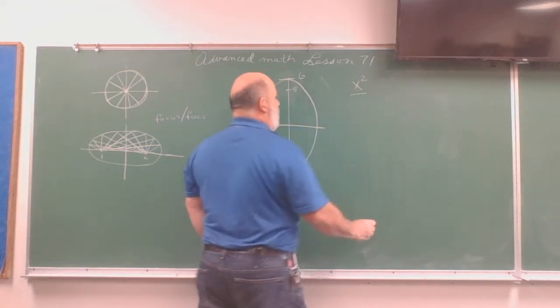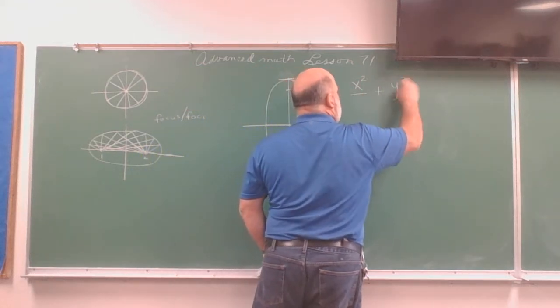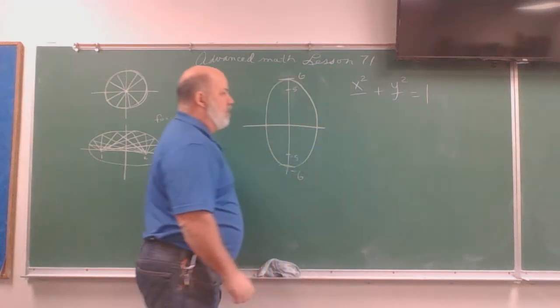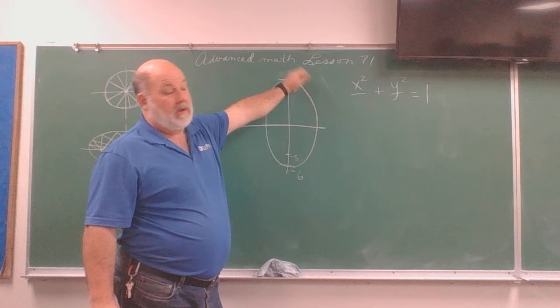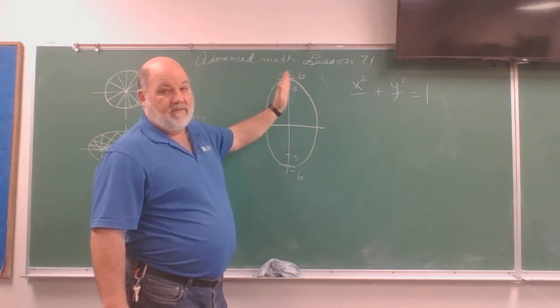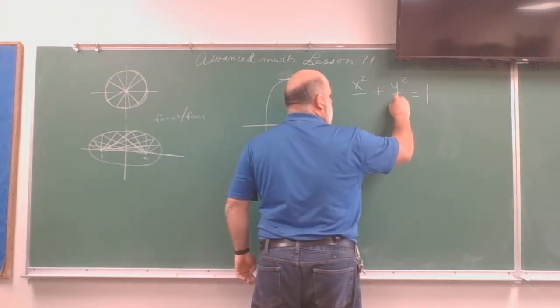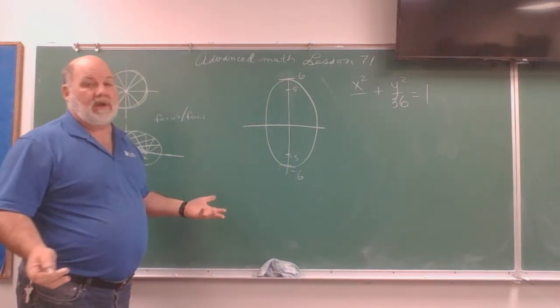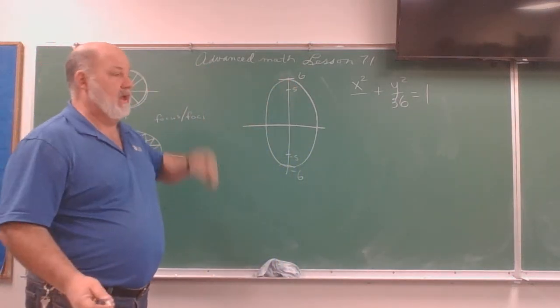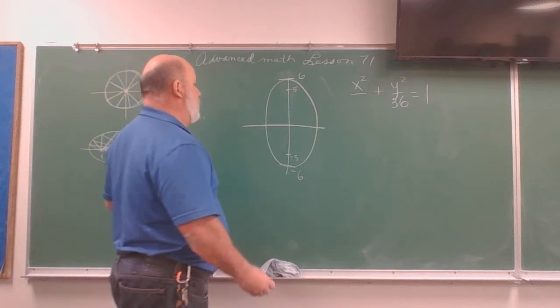I know that I can write my equation almost completely done. Because this 6 is the y-axis vertex, I know that this is going to be 36. So it's x squared over something plus y squared over 36 equals 1. I'm 80% done with my equation.